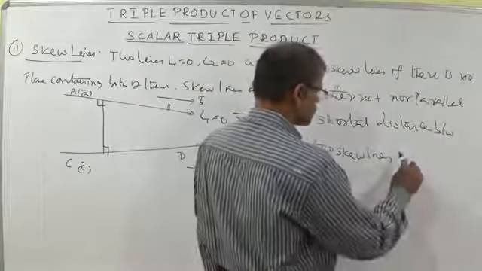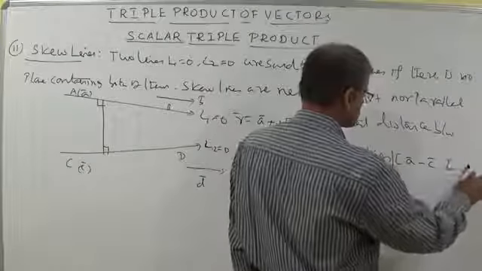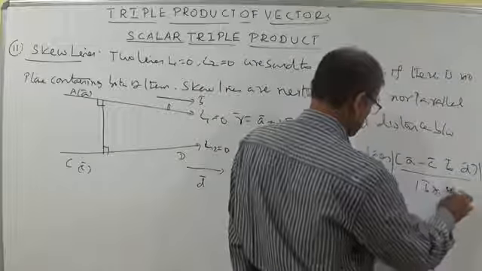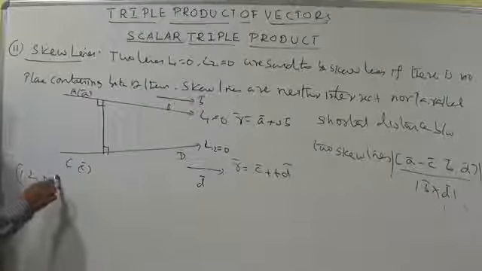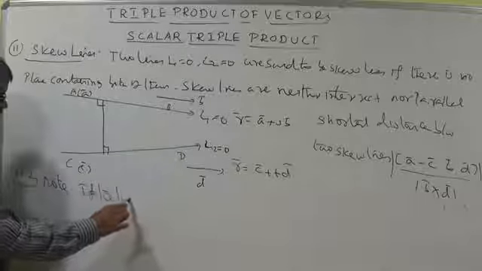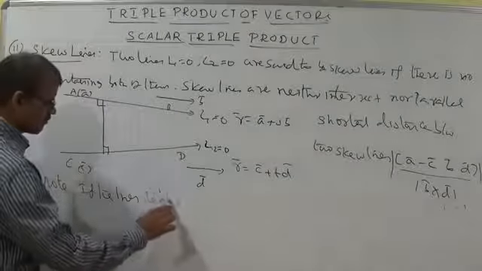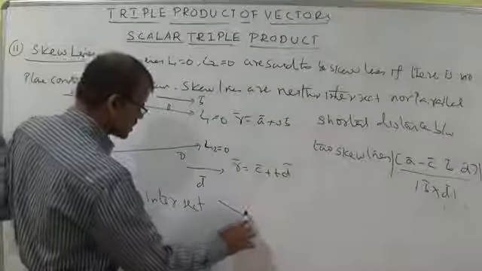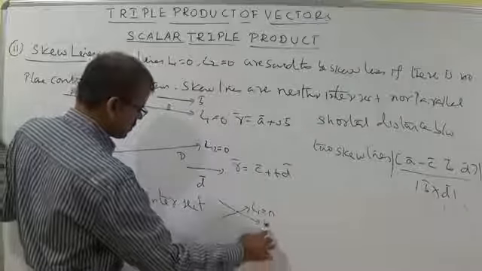The shortest distance between two skew lines is equal to modulus of box A minus C, B, D whole by modulus of B cross D. Note, if the lines intersect, there is no distance because they intersect at the common point. This is L1 equal to 0 and this is L2 equal to 0.